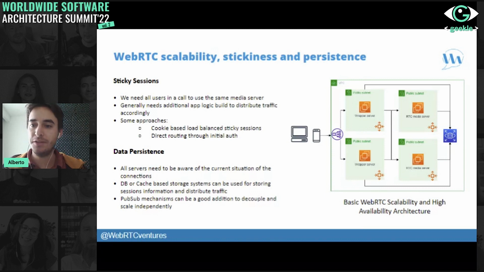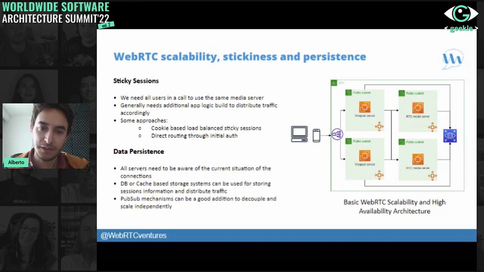So where we have servers sending media between them, in that case we need some additional logic to make sure that it doesn't matter where we connect. And the other approach is direct routing through initial authentication. So I reach an authentication server. The authentication server tells me where I need to connect, which service within our scaling group, and then I interact with it all the time.